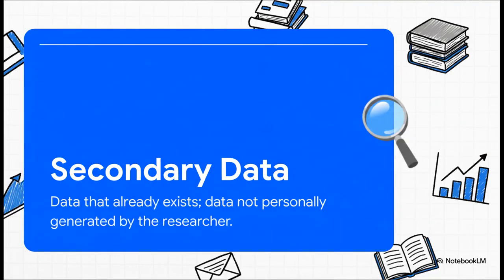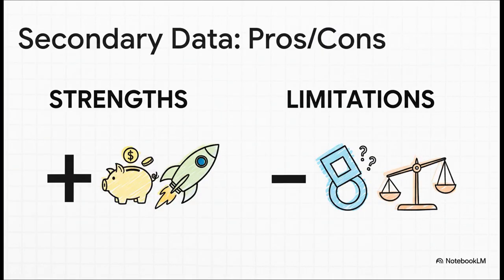The other path you can take is using secondary data. This is all the evidence that someone else has already done the hard work of gathering. We're talking about government reports, historical documents, scientific studies, even things like personal letters or diaries. The real power of secondary data is efficiency. It can save you a ton of time and money. But, and this is a big but, you have to be extra careful. This data wasn't collected to answer your specific question, so you always have to ask, okay, why was this collected in the first place, and what biases might be baked right into it?